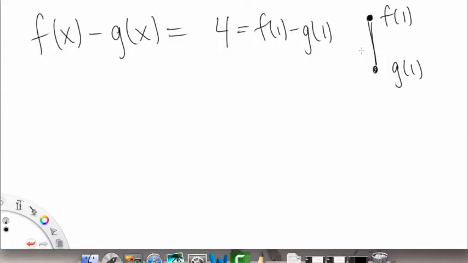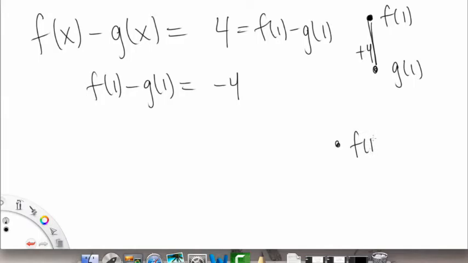And that turned out to be a positive 4. Let's say, for instance, we got f of 1 minus g of 1 is equal to a negative 4. So what that would signify is that our f of 1 is a lower value than our g of 1. So that means that this distance here going upward, that's a negative 4.